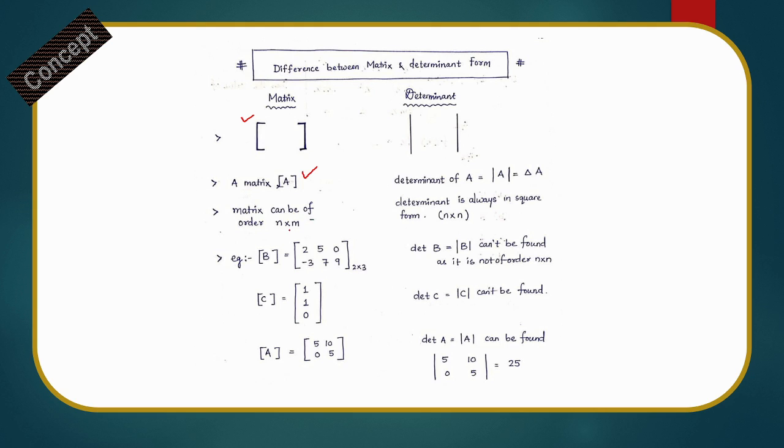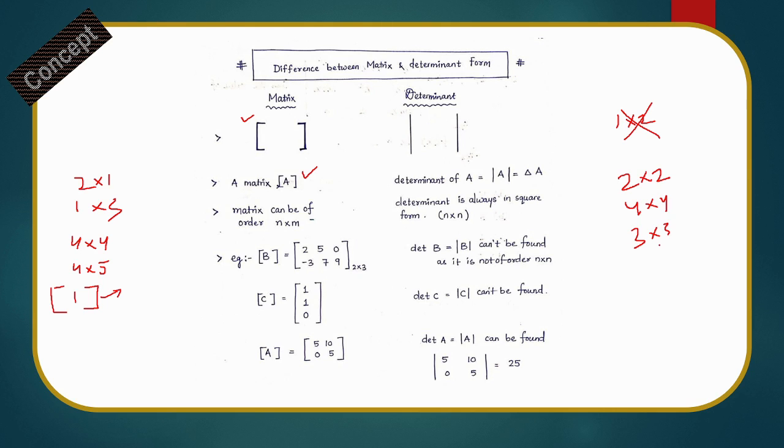And a matrix can be of order n cross m. So it can be of 2 cross 1 or 1 cross 3 or 4 cross 4, which is a square matrix, or 4 cross 5, any order, or simply one element. Here it is a scalar rather than a matrix. So a matrix can be of order n cross m, but a determinant is always in square form. A determinant cannot be 1 cross 2. A determinant is always 2 cross 2, 4 cross 4, 3 cross 3, like this.